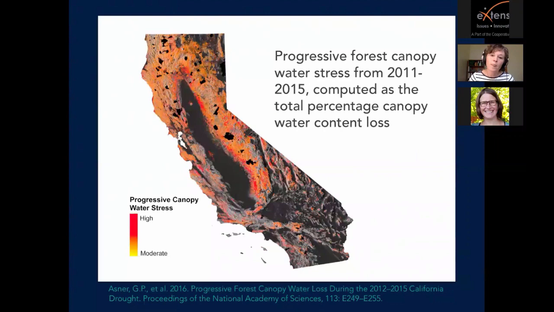canopy water stress metric. And so this is progressive canopy water stress over the 2011 to 2015 period. The hotter the color, the higher the water stress. Canopy water content is the total amount of liquid water in the canopy, and it's an indicator of not only drought stress, but vegetation flammability, and maybe the potential for some of these trees to die. These big black blobs are fires, so they completely excluded that from the analysis. So we get this picture of cumulative drought stress within the state of California.